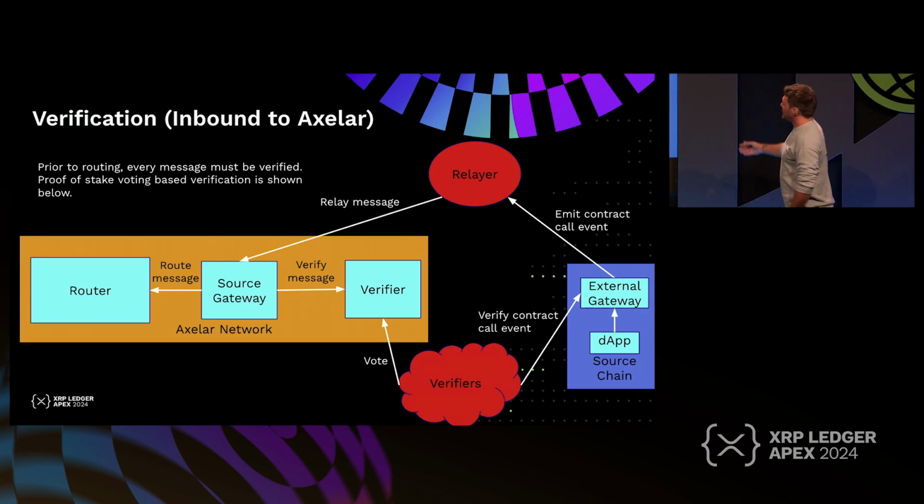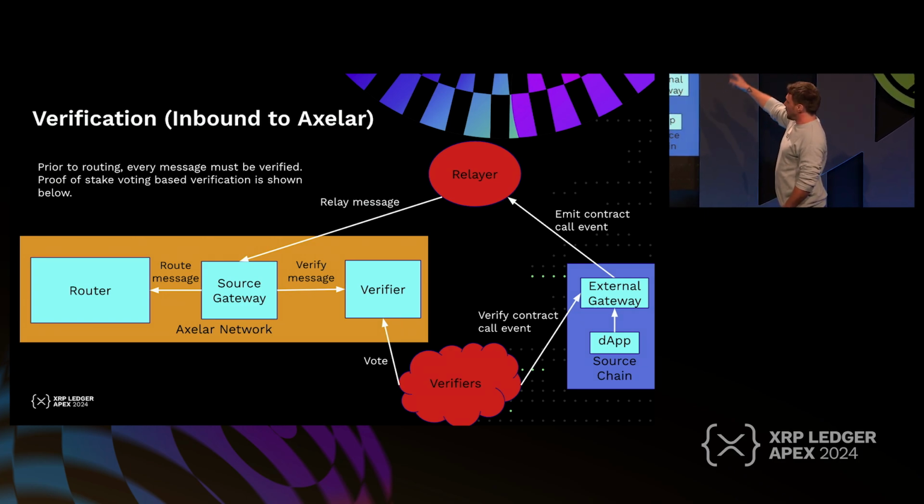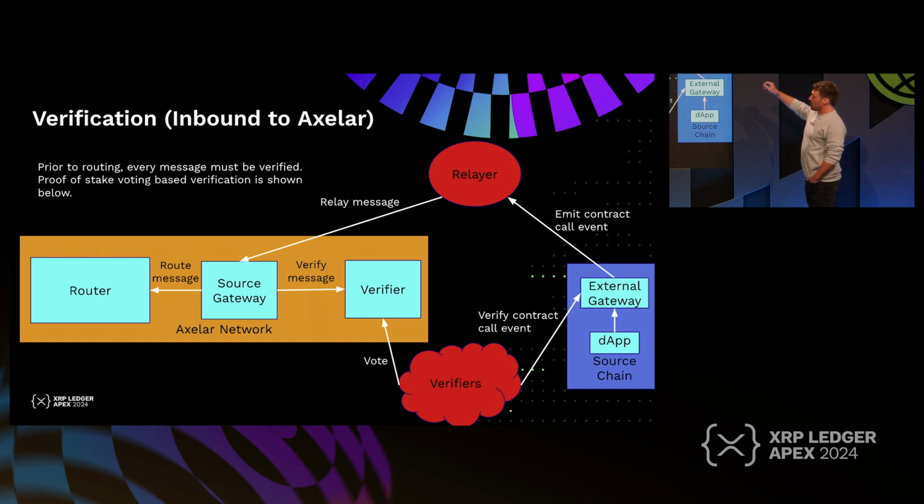So what happens is the relayer hears an event emitted on the gateway that a cross-chain message is being sent, it relays it, and the source gateway on Axelar has an associated verifier contract for itself, it's its own verifier, it's not shared, and it asks, please verify this message.